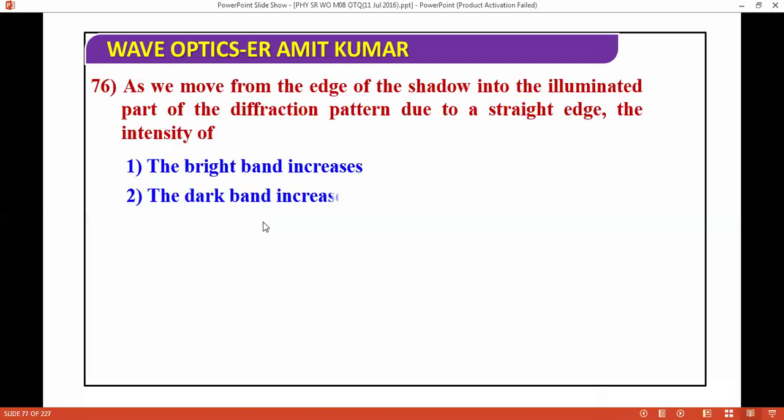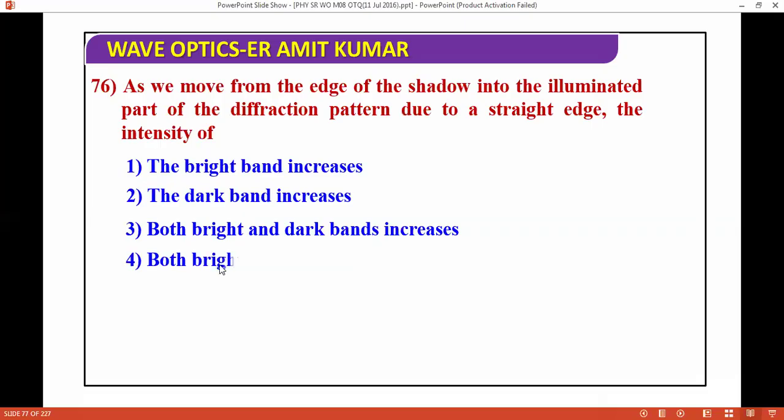Next, as we move from the edge of the shadow into the illuminated part of the diffraction pattern due to a straight edge, the intensity of the bright band increases or the dark band decreases? The intensity of the dark band increases as we move from the edge of the shadow into the illuminated part of the diffraction pattern due to a straight edge.